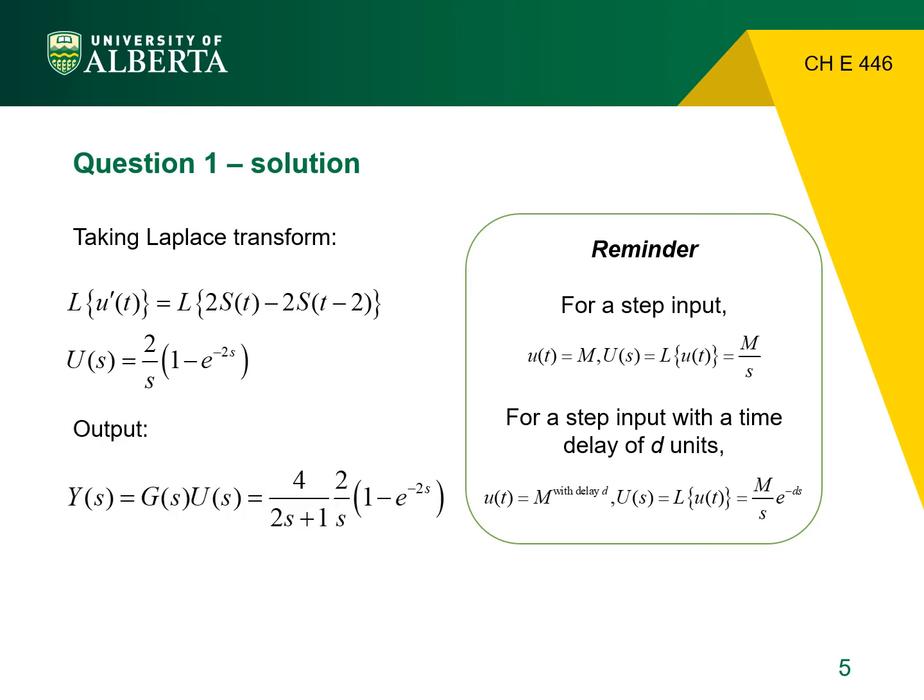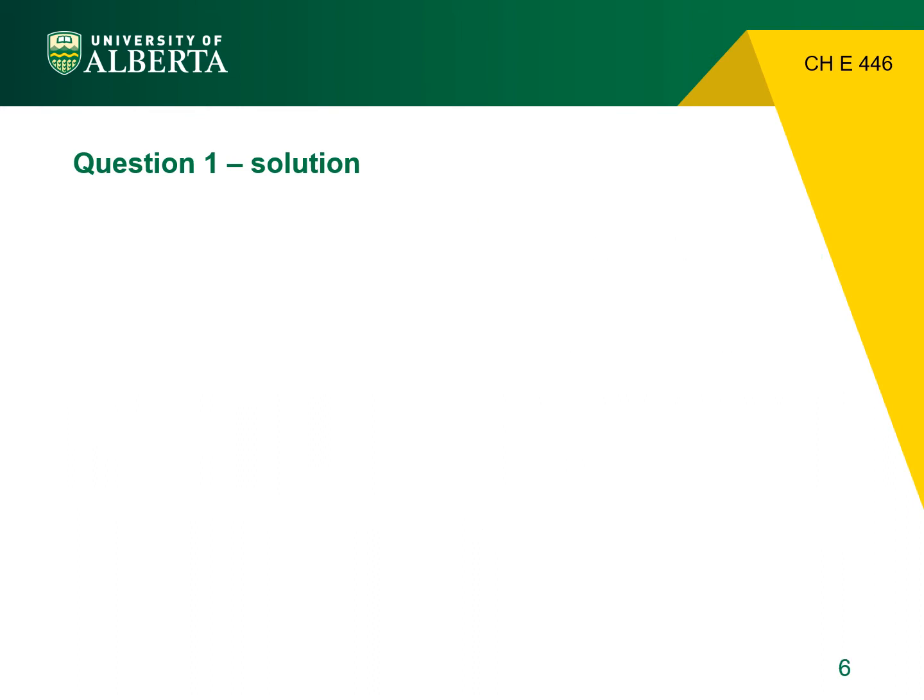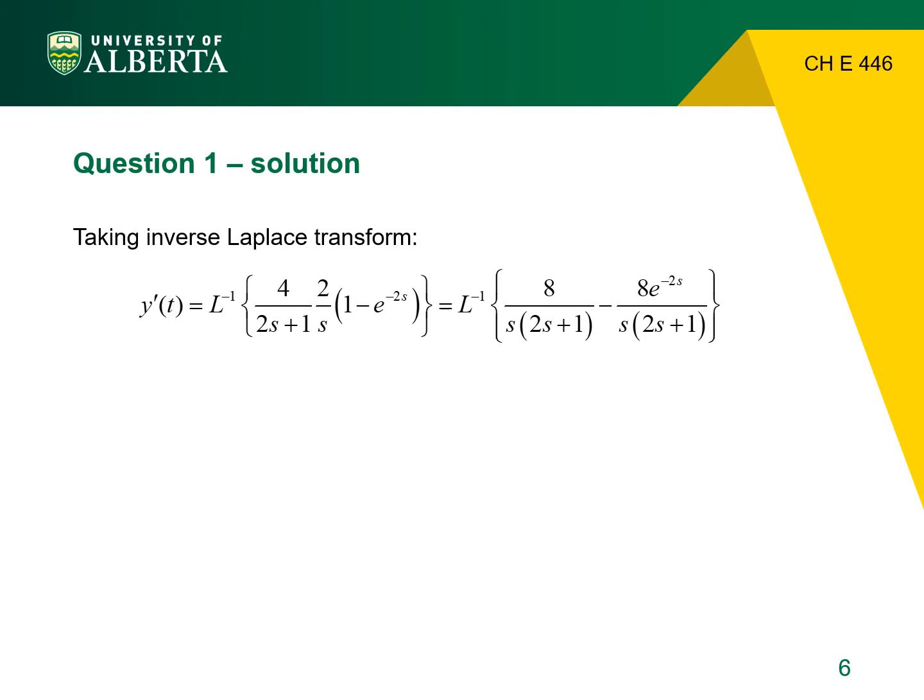Then the output y of s is given by g of s times u of s, which equals 4 over 2s plus 1 times 2 over s times 1 minus exponential of minus 2s. Right now, we have the expression for output in the s domain. In order to convert it to the t domain, we need to take the inverse Laplace transform of y of s.